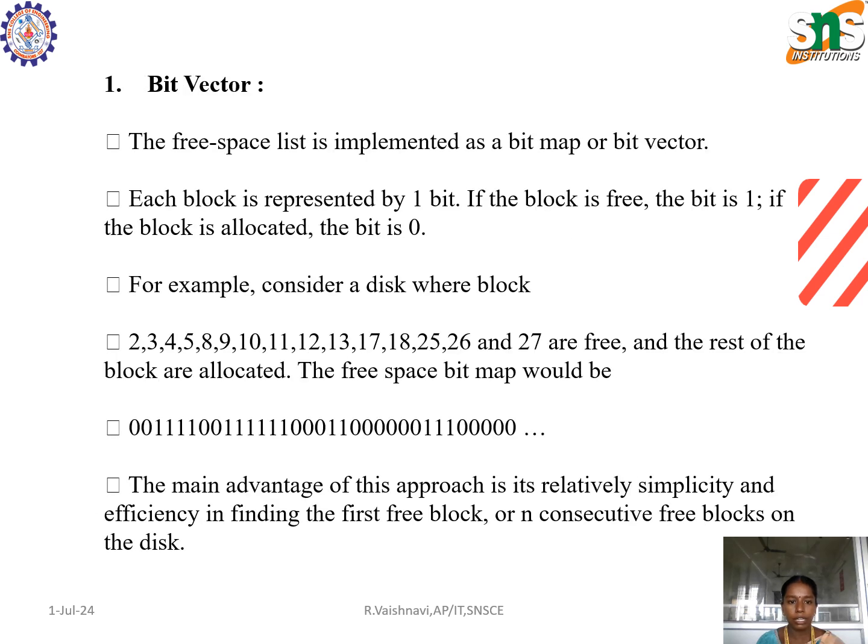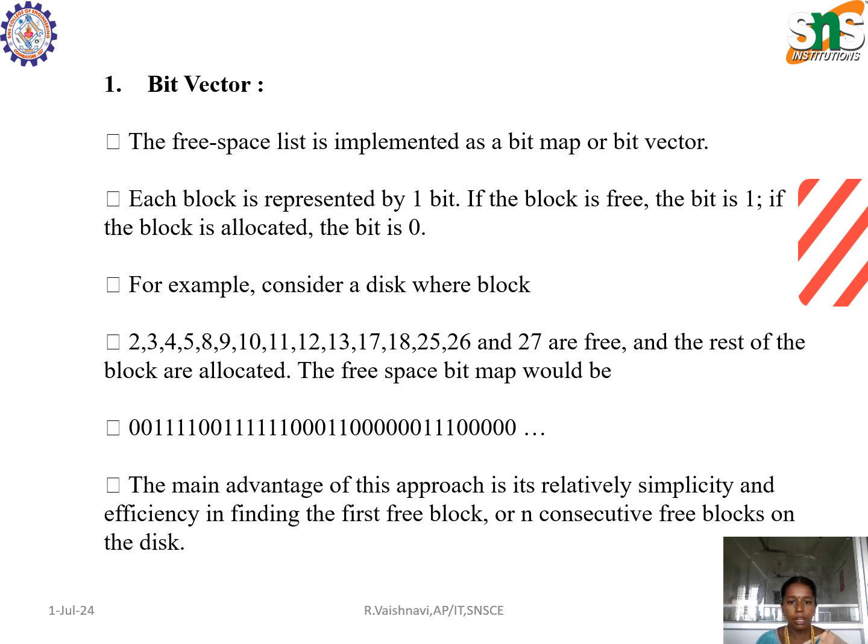Next one, bit vector. The free space list is implemented as a bitmap or bit vector. Each block is represented by 1 bit. If the block is free, the bit is 1. If the block is allocated, then the bit value is 0.